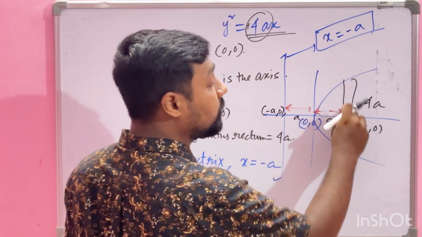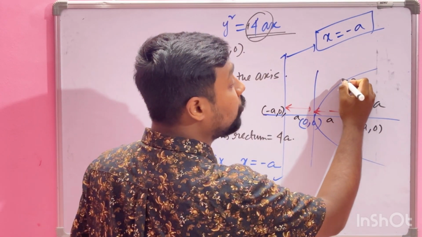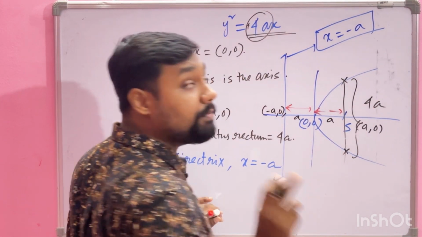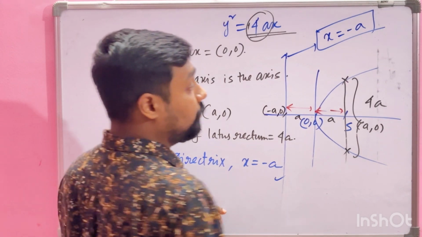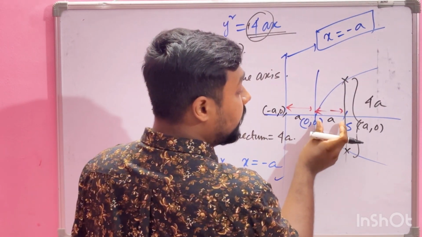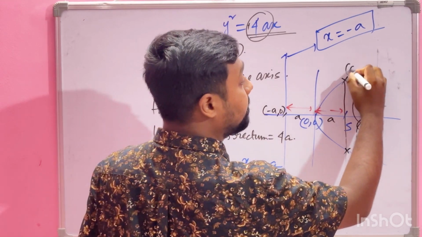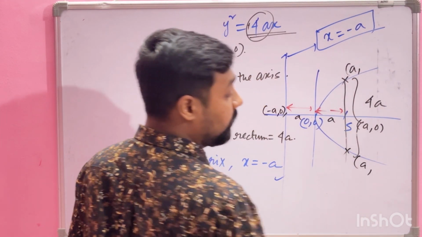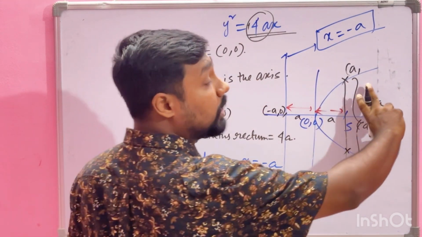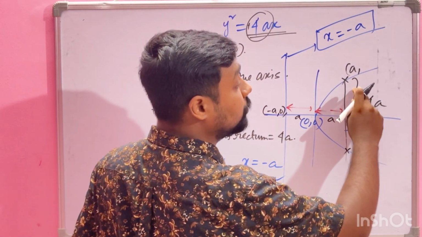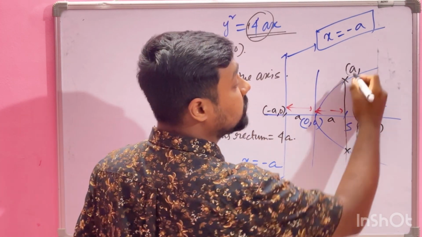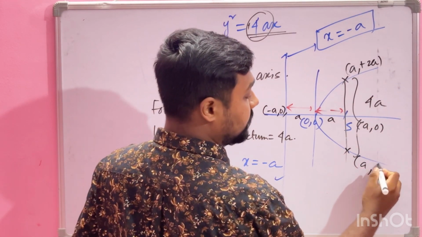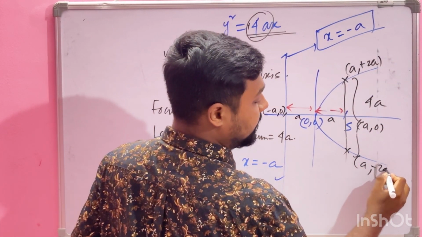See, this is your latus rectum. So what will be the coordinates of extremities of this latus rectum? So first this one and this one. See, x coordinate of the extremity is a. This is also a. So what will be the y coordinate? Total length is 4a. So you have to divide this 4a into two parts. So first is plus 2a and second one is minus 2a.